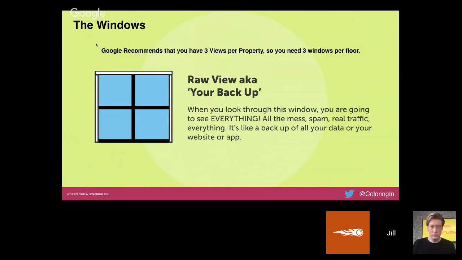Now, Google actually recommends that you should have 3 views per property, so 3 windows per floor. When I do an audit, generally most people just have the 1 window. Google recommends that you have 3, the first one being a raw view. Just think of this as a backup folder. If I look through this window, it's a bare glass window. I'm going to see everything: all of the mess, the spam, the real traffic, the staff traffic, everything. But it means that if anything goes wrong in another view, I've got a backup. I've got some saving grace behind me to go in and dig out some data if I so wish.